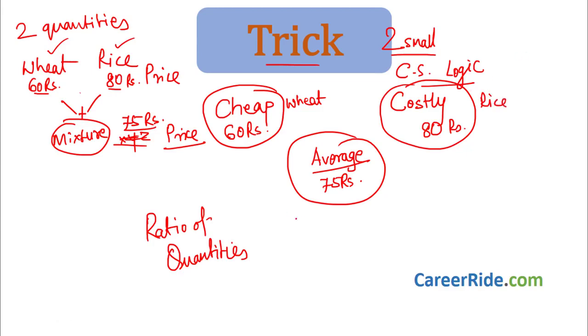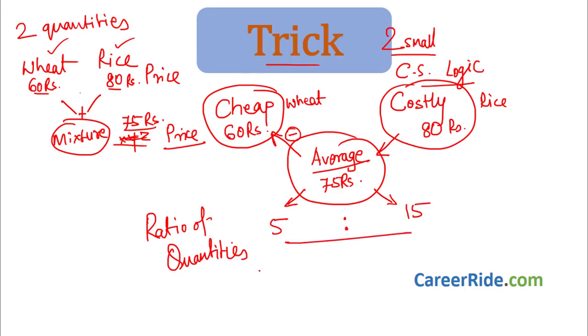Now, what to do? Very easy. Costly means 80, average is 75. 80 is greater than 75, subtract. 80 minus 75, what do you get? 5, right? Again, average is 75, cheap is 60. Subtract. 60 minus 75 will give you a negative answer, so don't do it that way. What you will do is 75 minus 60. What is the answer that you will get? 15. 5:15 is the answer.